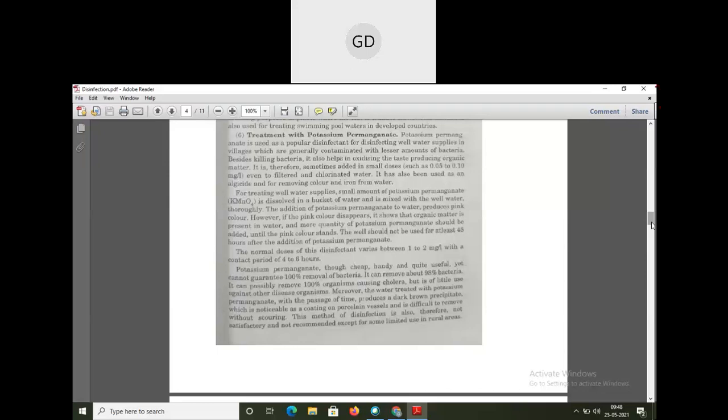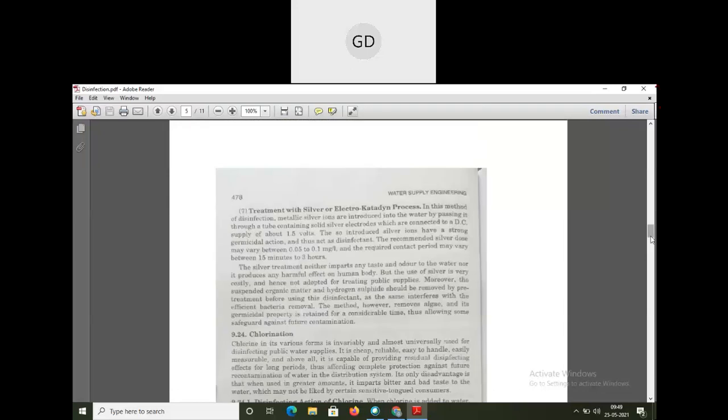Okay, so then last one, it is your treatment with silver, or you can say that it is known as the electro-cathodic process. So here, you use the metallic silver ions, you pass it into the water.